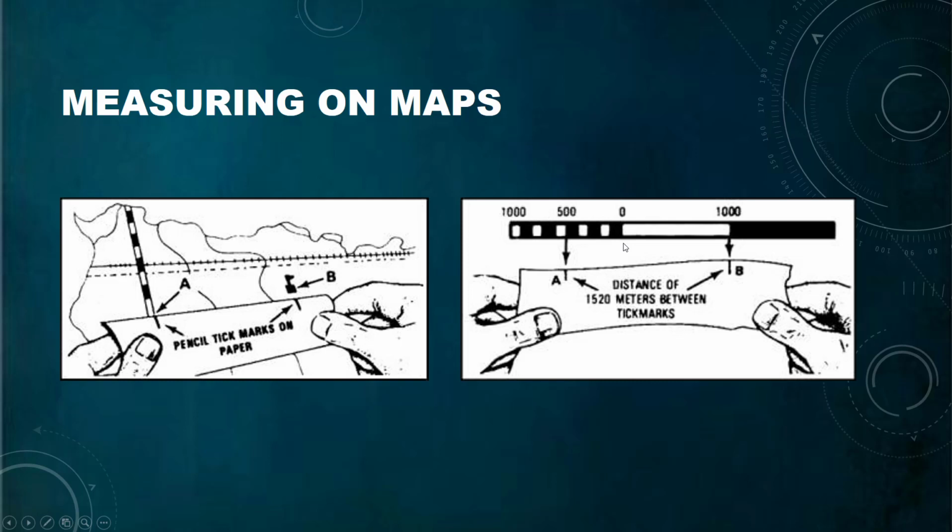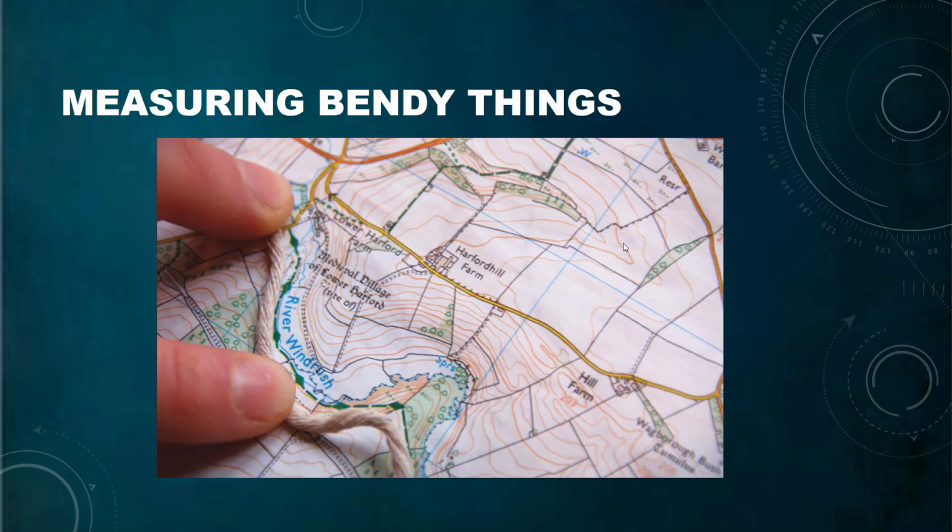All right, so that works super great if the two things are in a straight line from each other. But we know that geography doesn't often cooperate with us in that sort of way. So what happens when it's bendy? Well, you can use a piece of string or something that's bendy, right? And then I would put a mark on the string in both locations, straighten the string out, lay it against the scale bar, and I'm good to go.